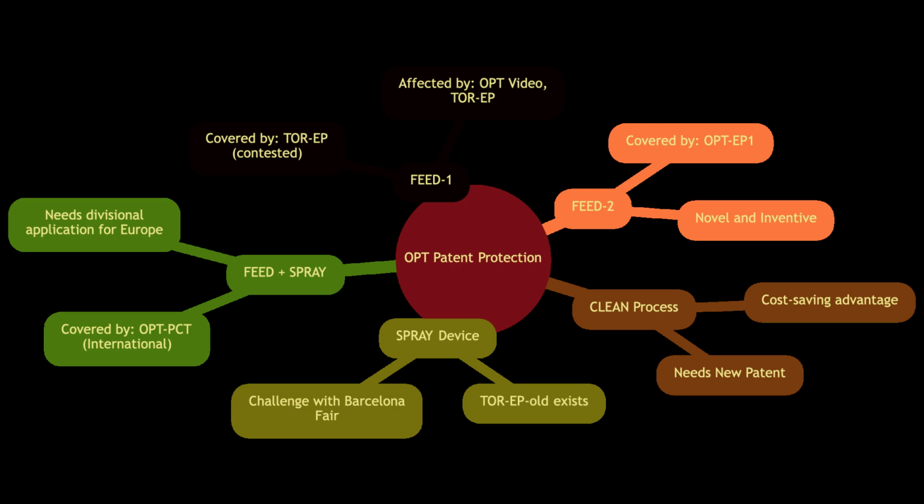Strengthen your international patents. When entering the EP phase of OPT-PCT, remove claims that are not novel, like the single duct machine. Keep claims for the two-duct machine and the feed plus spray combination outside Europe.